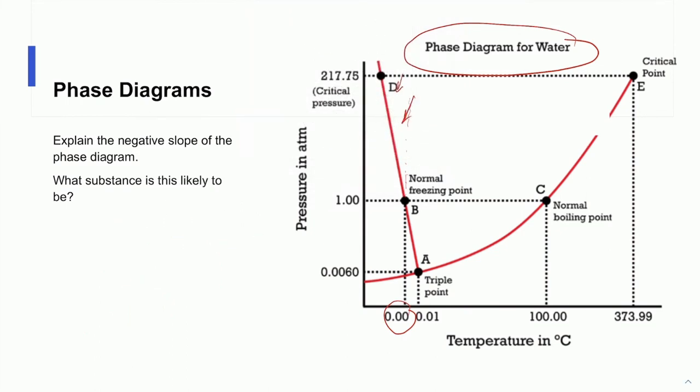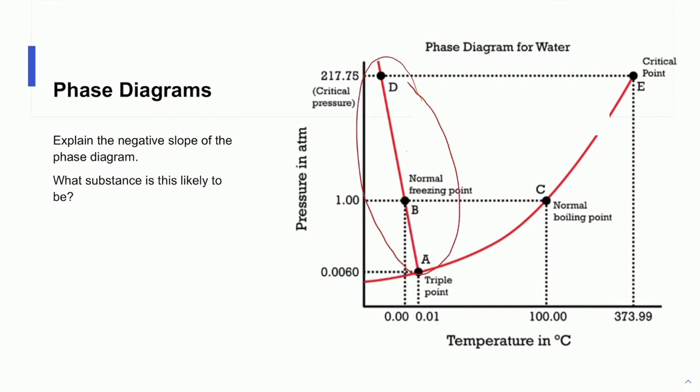So what is this substance likely to be? We answered that. That's water. So anytime you have a negative slope, the key here is that what that means is that the solid form is less dense than its liquid form. If you were to take it at a constant temperature and increase the pressure, okay, it turns into a liquid because, this is liquid, this is solid, and this is a gas. Okay, it turns into a liquid because it's more dense than its solid form.